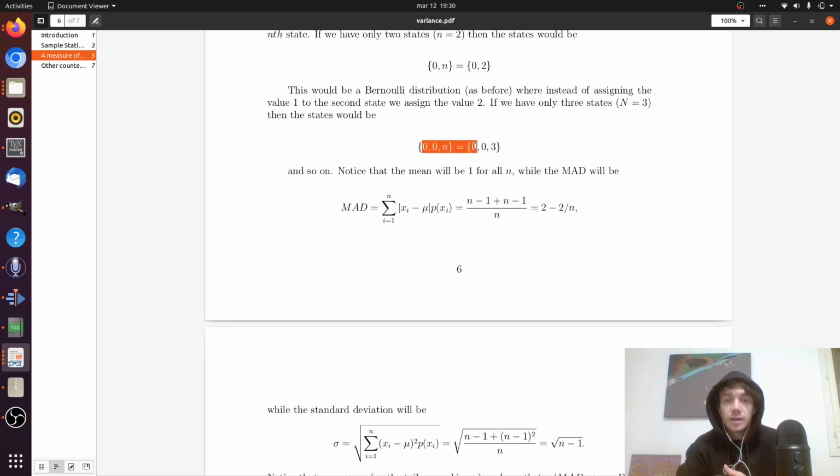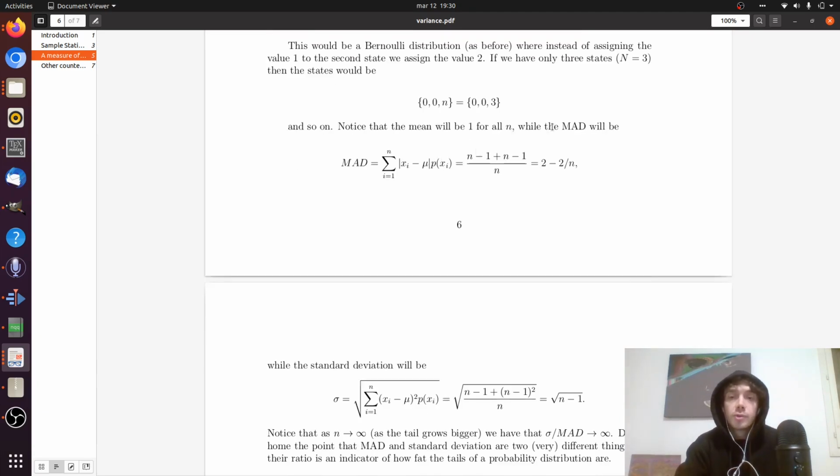Now, if you go here and calculate the mean, then it would be 1/3 times 0 plus 1/3 times 0 plus 1/3 times 3, which is going to be equal to 1. In the case where we have 4 outcomes, it's going to be the same thing: 1/4 times 0 plus 1/4 times 0 plus 1/4 times 0 plus 1/4 times 4, which is going to be equal to 1.